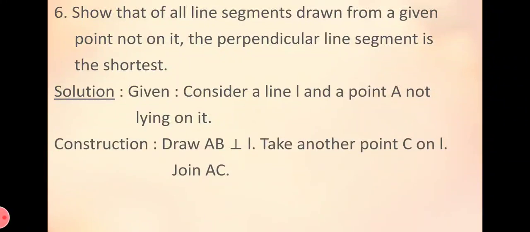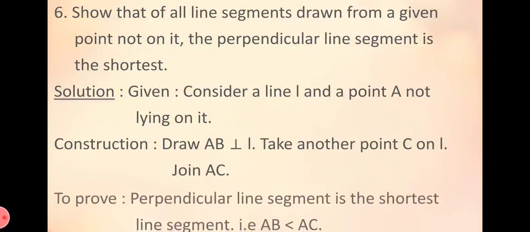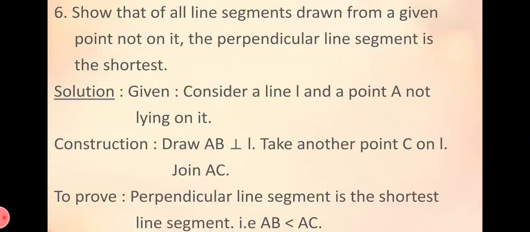We also do the construction here. Draw AB perpendicular to line L. Take another point C on line L. Join AC. And we have to prove that a perpendicular line segment is the shortest line segment. That is, according to our supposing, we will get AB less than AC.